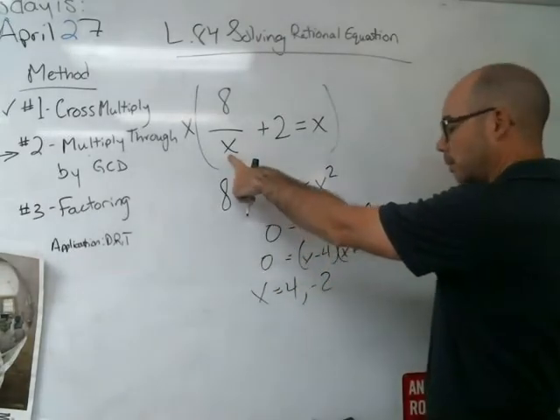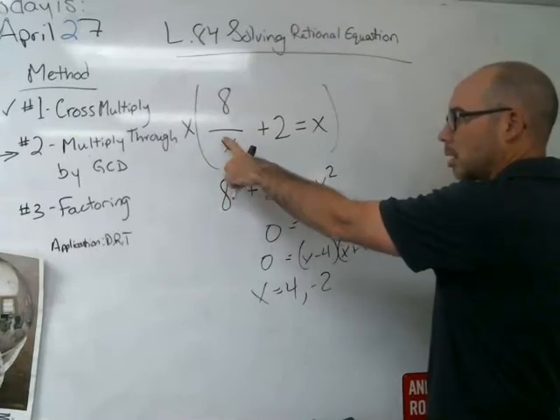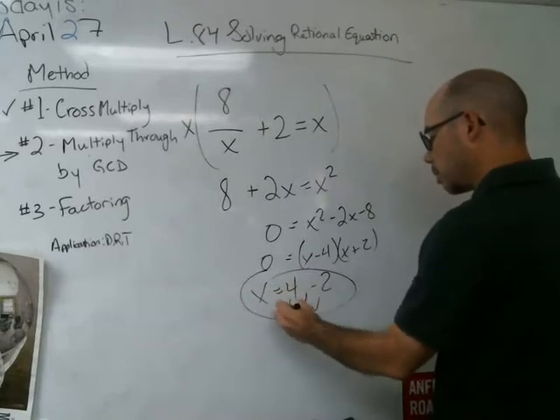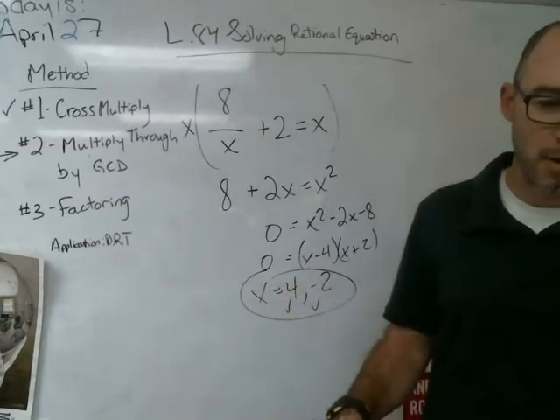Is that going to mess up anything here? 4 and negative 2 I think works. The only thing it can't be is 0. I think both of those check out.